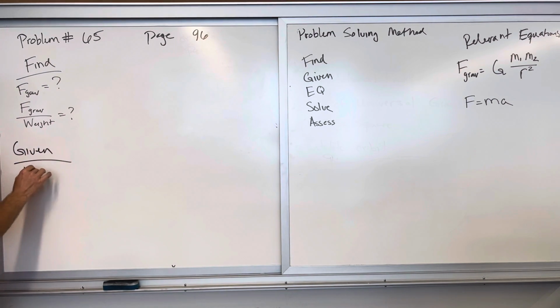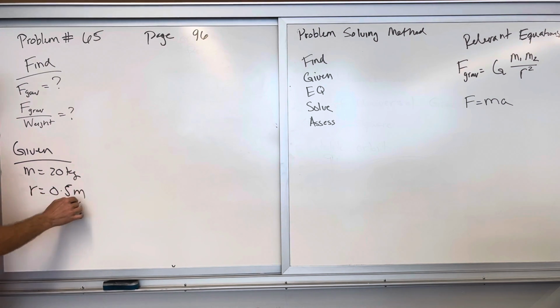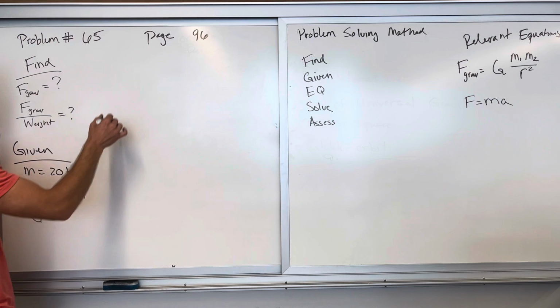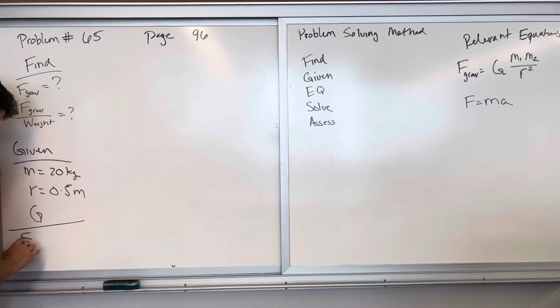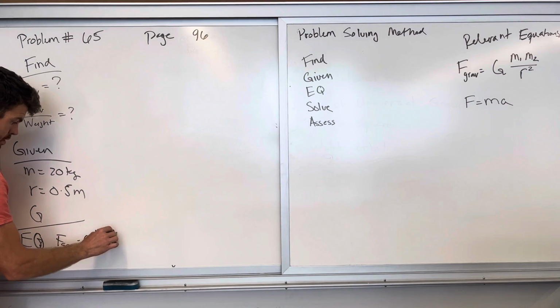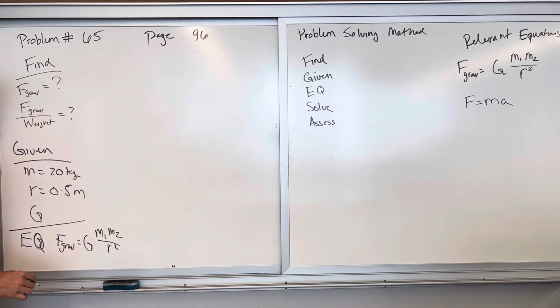Given, well, each mass is 20 kilograms. Their distance is half a meter, and we know G is the gravitational constant, 6.67 times 10 to the negative 11th newton meters squared per kilogram squared. So, equations. It's Newton's law of gravity. Right? So we plug our values in.